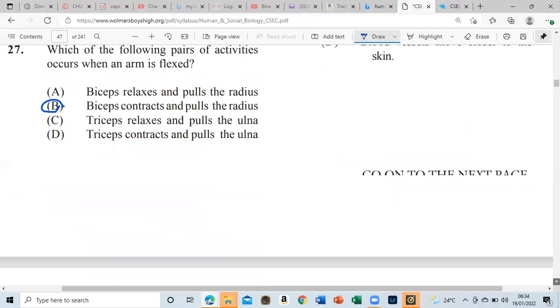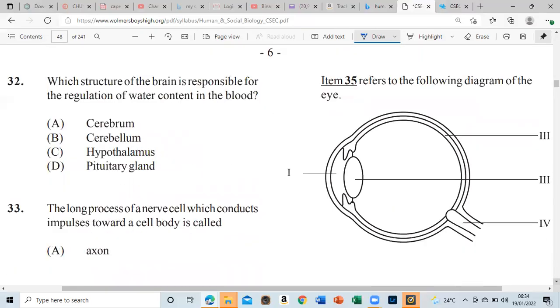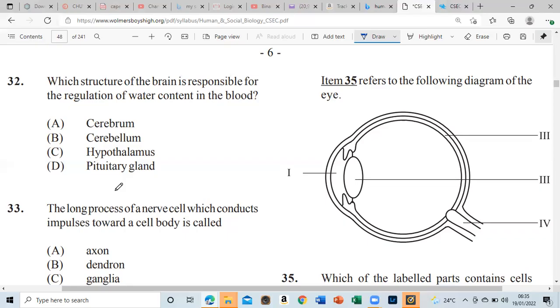Let's move on to 32. Which structure of the brain is responsible for the regulation of water content in the blood? Is it the cerebrum, the cerebellum, the hypothalamus, or the pituitary gland? And number 32 is, which is it, guys? Hypothalamus. So it is C.